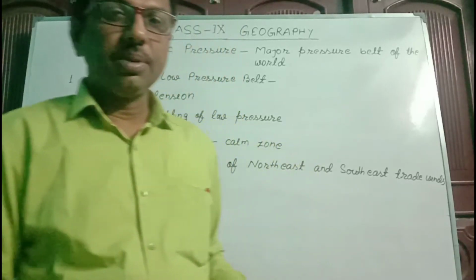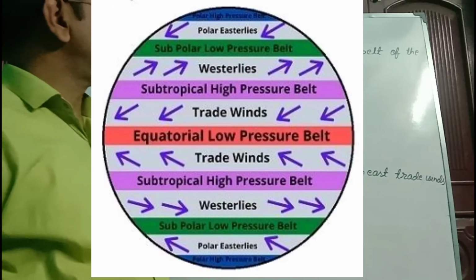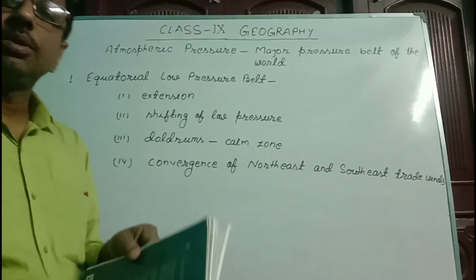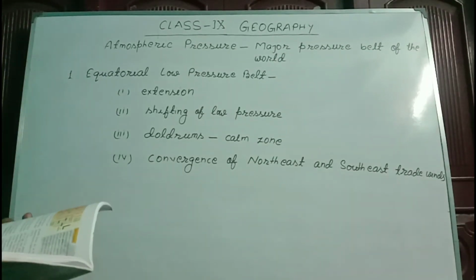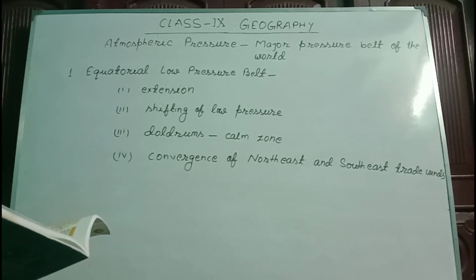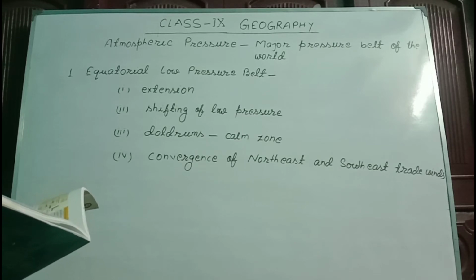Our next topic of this chapter that is given in our syllabus is major pressure belts of the world. There are 4 major pressure belts of the world. Those are equatorial low pressure belt, subtropical high pressure belt in both the hemispheres, subpolar low pressure belt in both the hemispheres, polar high pressure belts in both the hemispheres.